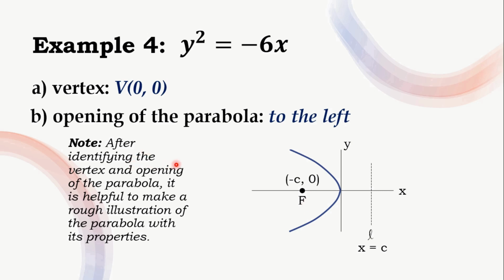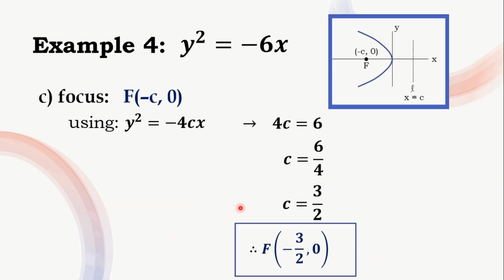After identifying the vertex and the opening of the parabola, it is helpful to make a rough illustration of the parabola with its properties. We need to know the value of c. Using the standard form, y squared is equal to negative 4cx, 6 from the given equation is equated to 4c to solve for the value of c. Hence, c is equal to 3 halves.